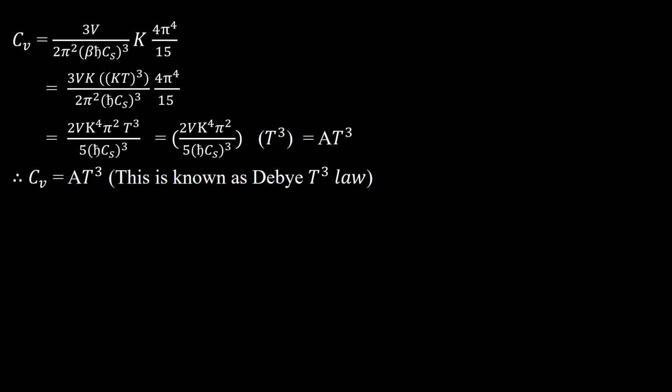This is known as the Debye T cube law, and this is a very important topic in statistical thermodynamics, basically in atomic vibration in the case of solids. At very low temperature, that is T tends to 0, the Cv value is A into T to the power 3. This equation is valid at very low temperature. But at very high temperature, Cv is equal to 3R, this is also true. In the case of very low temperature, Cv is equal to A T cube. This is known as the Debye T cube law, a very important law.